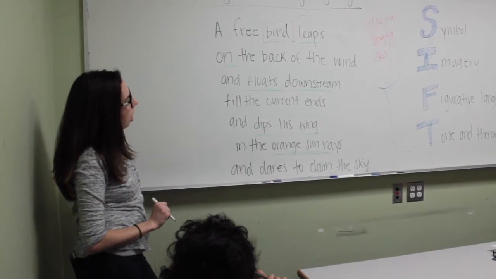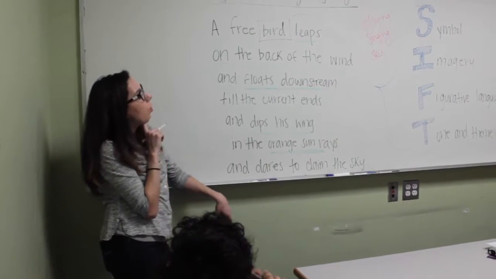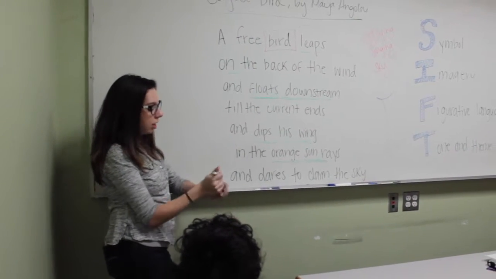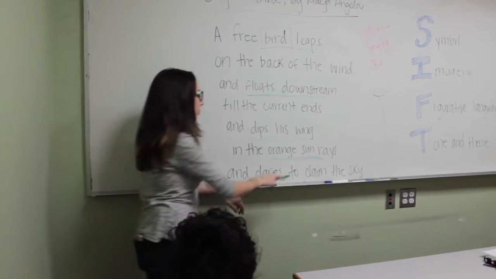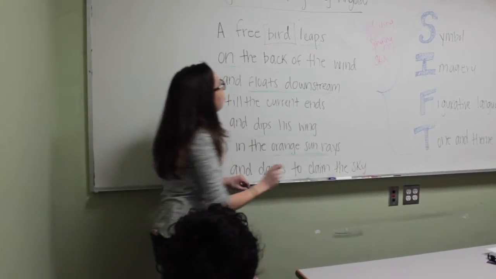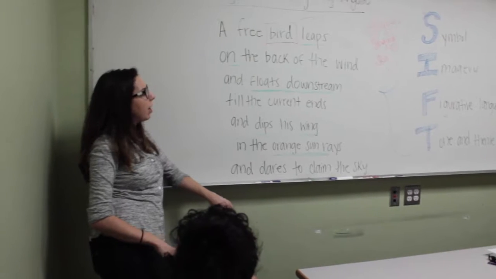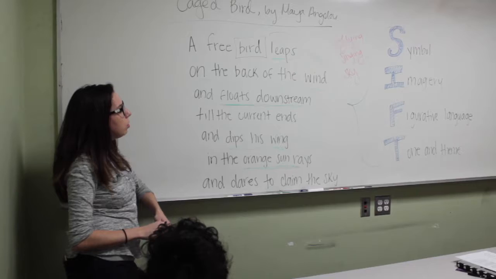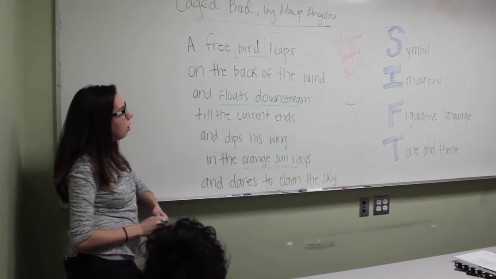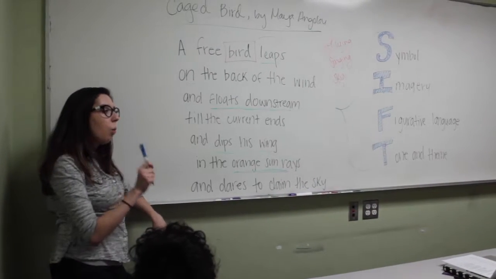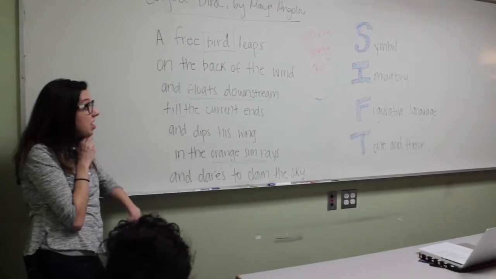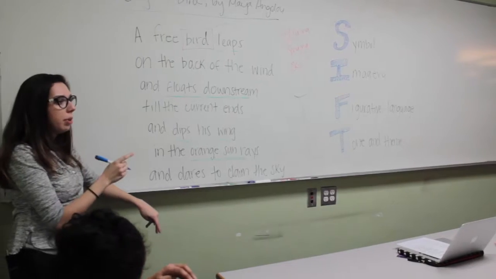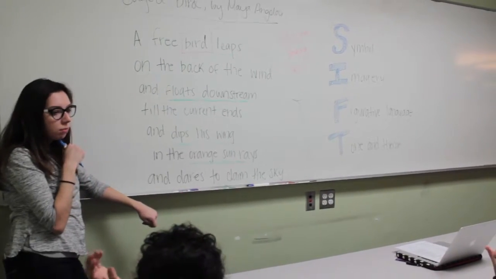I'm really interested in the way in which these images are working in this stanza right now. So let's look at those a little bit more closely. A free bird leaps on the back of the wind. Okay. And he floats downstream. Huh. What do we think about these images? Is there anything interesting about the way in which the author is describing the bird's actions?